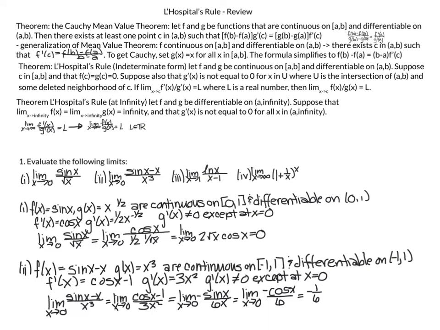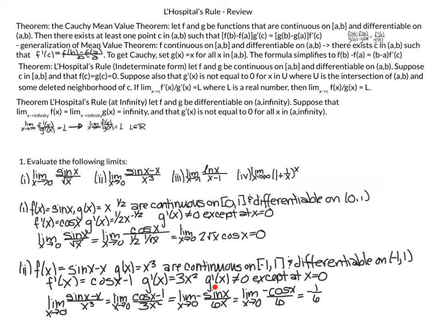So we can use L'Hopital's rule, and we get the limit as x approaches 0 of (sine x minus x) over x cubed is equal to, plugging in the derivatives, (cosine x minus 1) over 3x squared. Now when we plug in 0, you see we get the indeterminate form again. And I didn't write this out, but you should also know that cosine x minus 1 and 3x squared are both continuous on the interval, differentiable on the open interval, and g prime of x is not equal to 0 except at x equals 0.